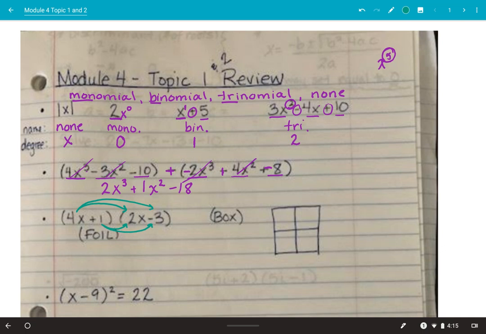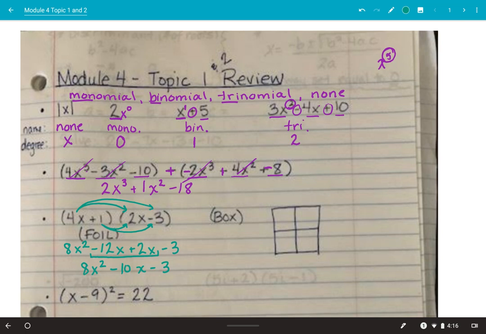So 4x times 2x is 8x squared. 4x times negative 3 is negative 12x. 1 times 2x, since it's a positive, and then 1 times negative 3. You're going to combine the like terms. Usually they're in the middle, but not always. And you're going to get 8x squared minus 10x minus 3. Half my students usually prefer this method.